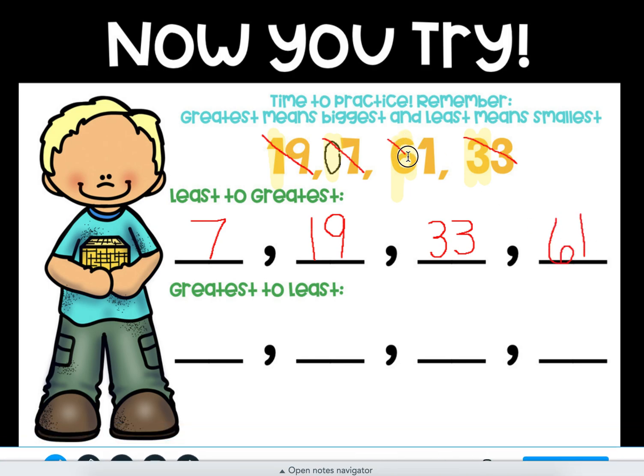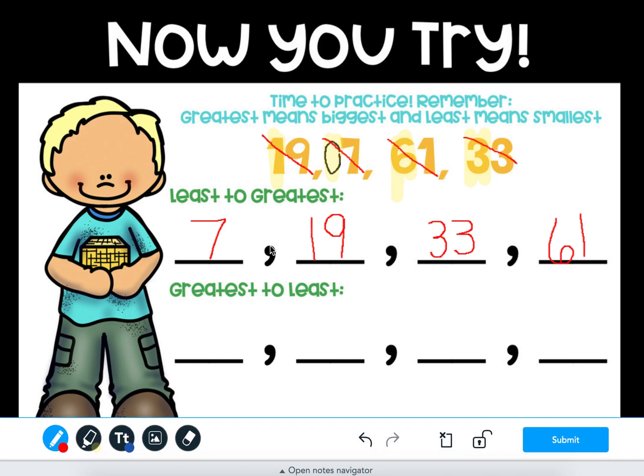Now, I want you to take a minute and take a look at the fact that we have our least to greatest already in order. Greatest to least is just the opposite. There is a way that I can use my least to greatest to help me with my greatest to least. Which of these numbers up here is the greatest? That's what needs to go first, the biggest number. Do you remember which number is the biggest?